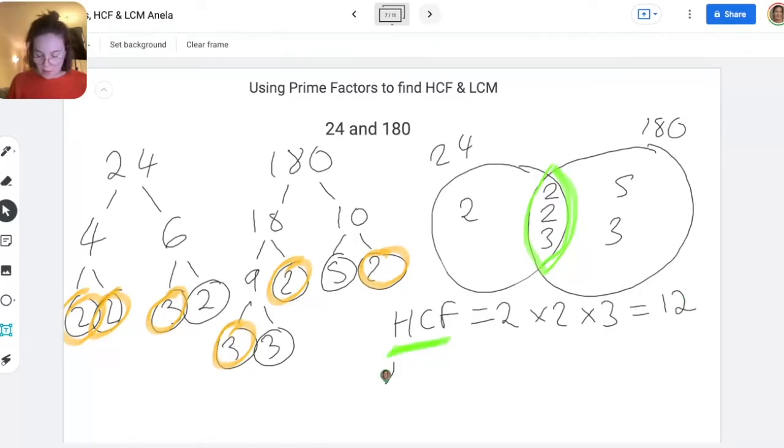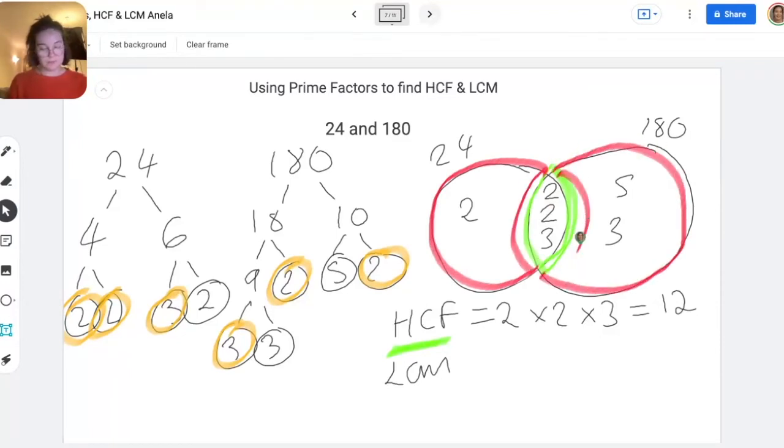Now to work out the lowest common multiple, we now multiply everything in both circles, including the middle as well. So it's everything in them circles. So because we've already worked out what this middle bit is, that's just going to be 12 and then what's left over. So times by 2, times by 5, times by 3.